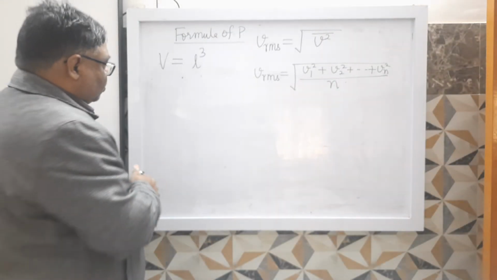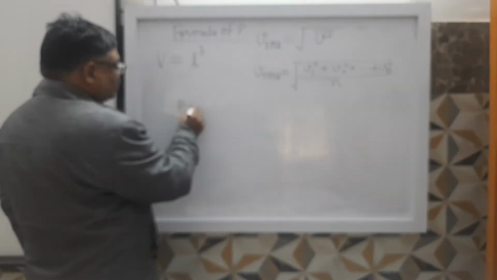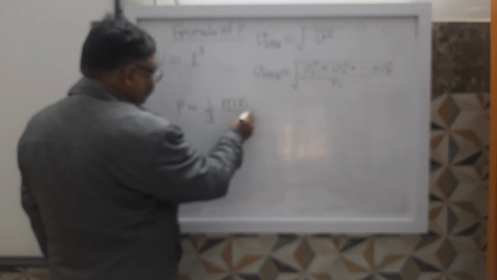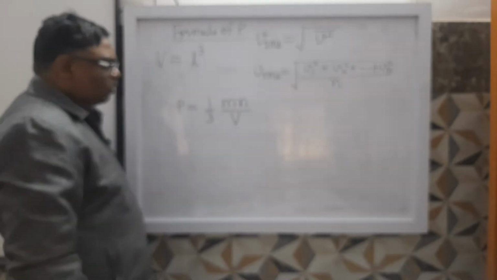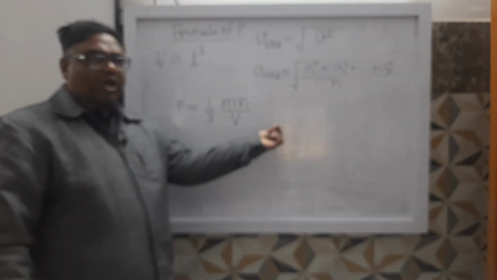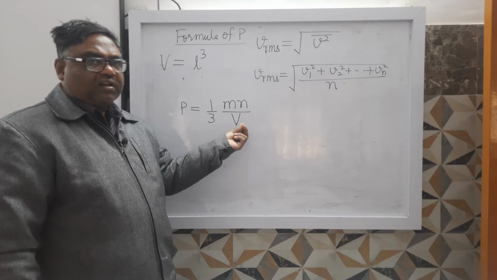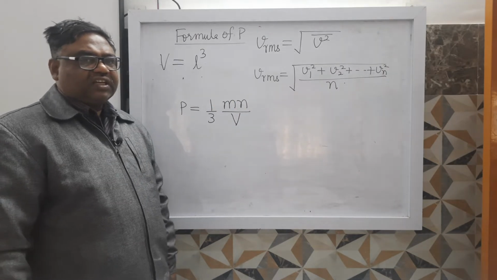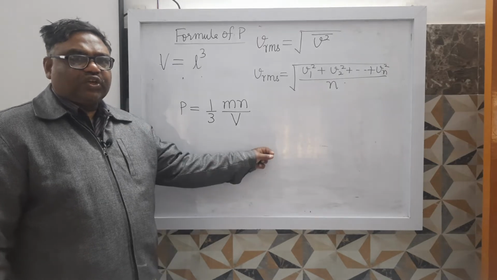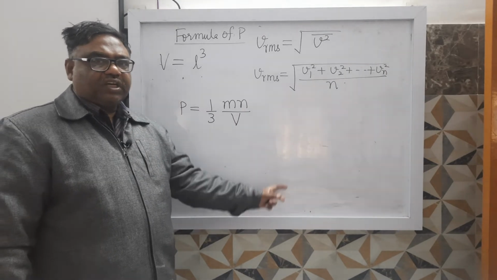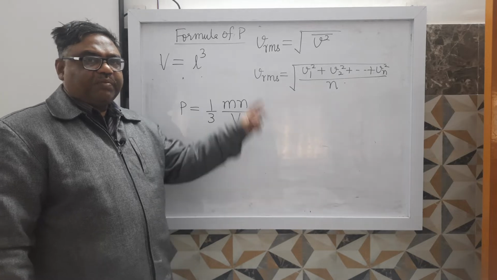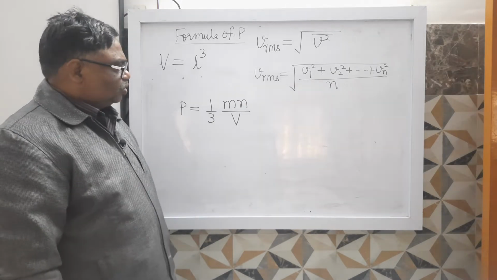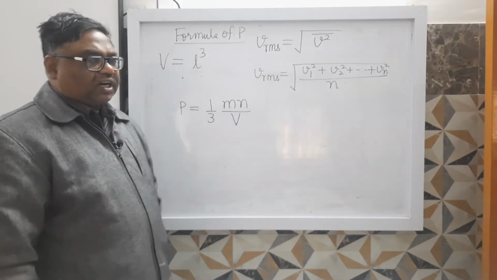It will be equal to P equals 1 upon 3 Mn upon V. It's clear. You can write L cube also, but this formula is true for any vessel. Gases are enclosed in any vessel, not necessarily in a cubical vessel. They may be enclosed in a cylindrical vessel, or a conical vessel. In any type of vessel they are enclosed. It is clear. So that's why I am not writing L cube.